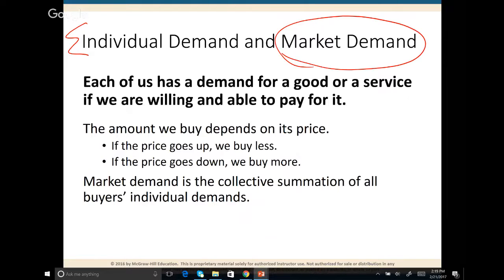And then let's suppose the price of a bottle of water is $1. So if each one of you is willing to buy one bottle, that's your individual demand. But for the market demand, we're going to add up everything all together, so everybody all together. So between four people, we have four bottles of water being demanded. That's your market demand. So the market demand is the sum of all individual demand curves.